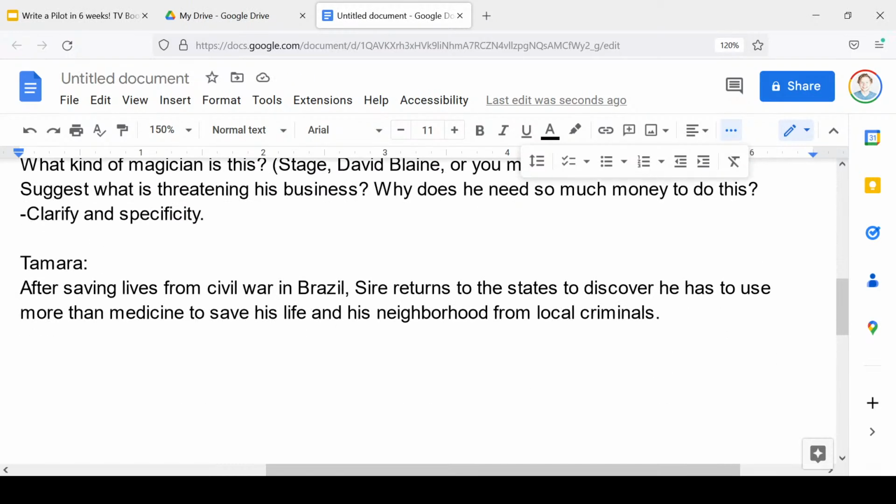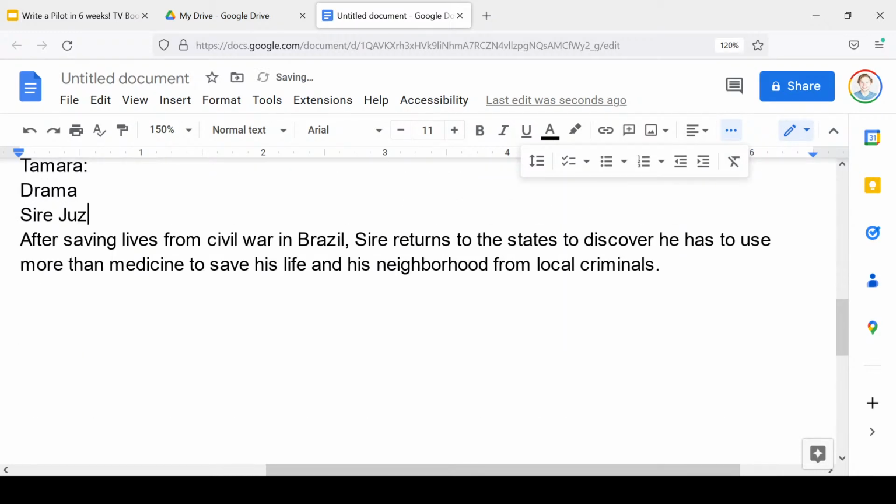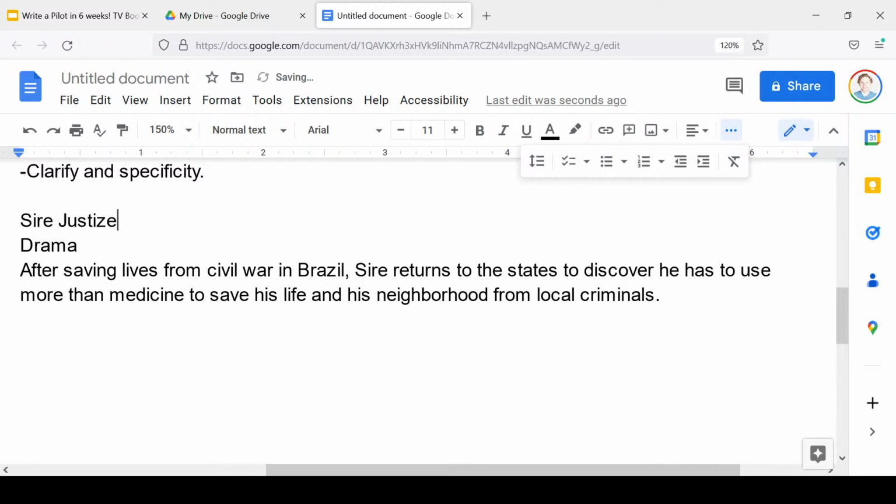Okay, great. My log line is, the name of my show would be Sire Justice. It's drama, but I do want it to be light at times, a little bit of humor. And my log line is, after saving lives from civil war in Brazil, Sire returns home to discover he has to use more than medicine to save his life and his neighborhood from local criminals. All right. Thanks for that.